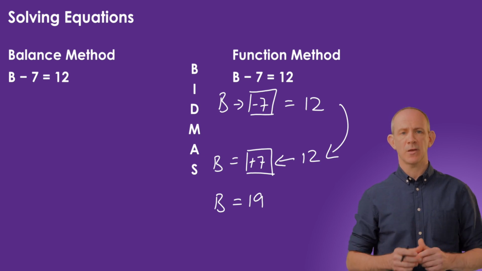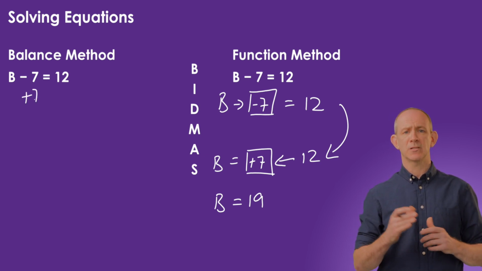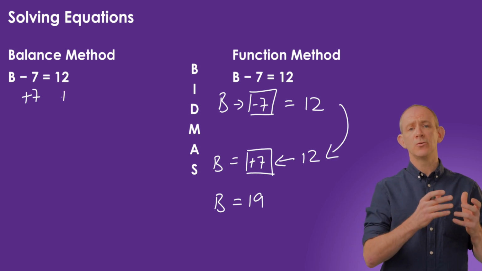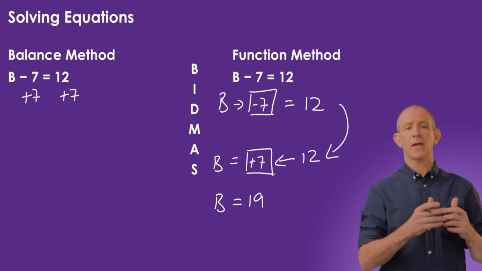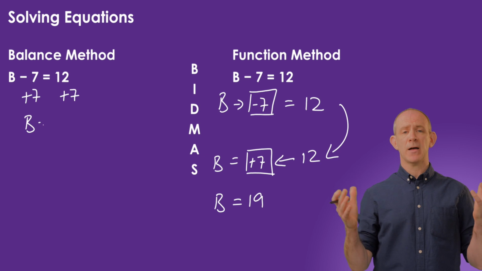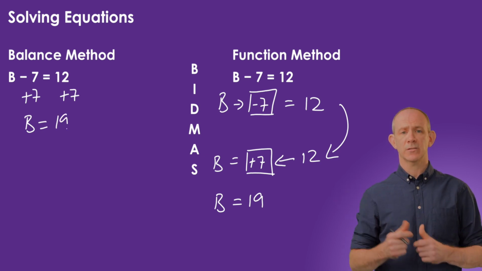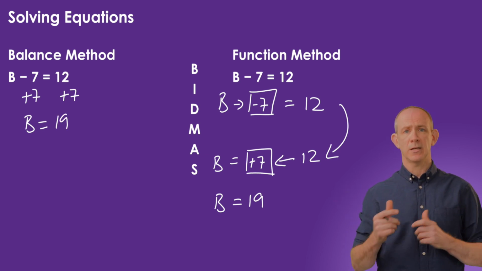Now using the balance method, we've got b take away 7 equals 12. To undo the take away 7, we're going to add 7 to that side, and because it's a balance, we want to add 7 to the other side as well. And we end up with b equals 19.